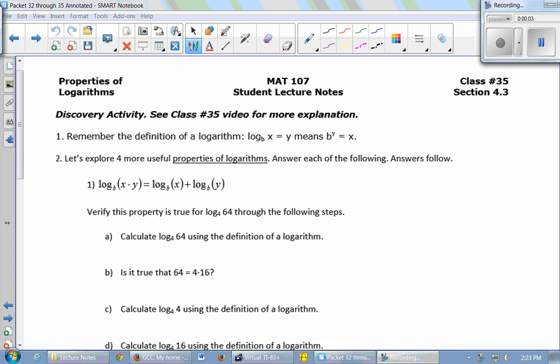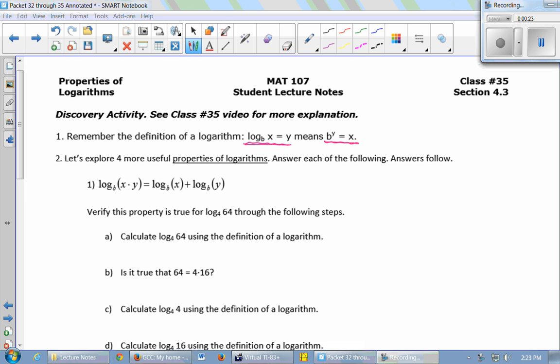Okay, so in this class, we're going to be exploring some more useful properties of logarithms in addition to the definition. So last class, we learned the definition that log base b of x equals y means b to the y equals x. So this is just a new way of writing this information.